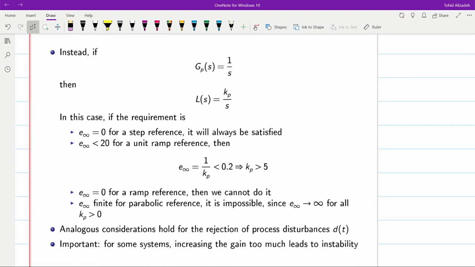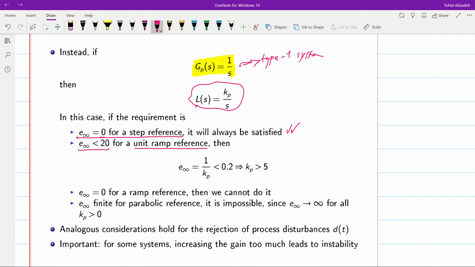As another example, if we had Gp of S equal to 1 over S, and you know that this is a type 1 system, L of S in that case would be equal to Kp over S. In this case, if the requirement is that steady state error should be 0 for a step reference, then we can say that it is already satisfied and it doesn't depend on the value of Kp. Whether it's big or small, the steady state error is already equal to 0. But if the requirement is that steady state error should be smaller than 20% for a unit ramp reference, then we can work on it.